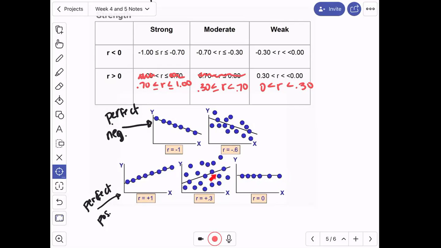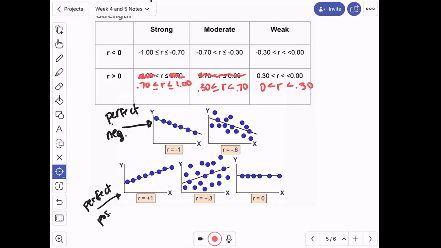Here, there is a weak trend between these. Here, there is a moderate trend between these. Here, there is a strong trend between these. All right. But the closer it is to -1 or 1, what do you notice about them? The closer it is to -1 or 1, the more it looks like a what? A line. So the closer you are to -1 and 1, the more it looks like a line. The closer you get to 0, the more scattered it is, all right?